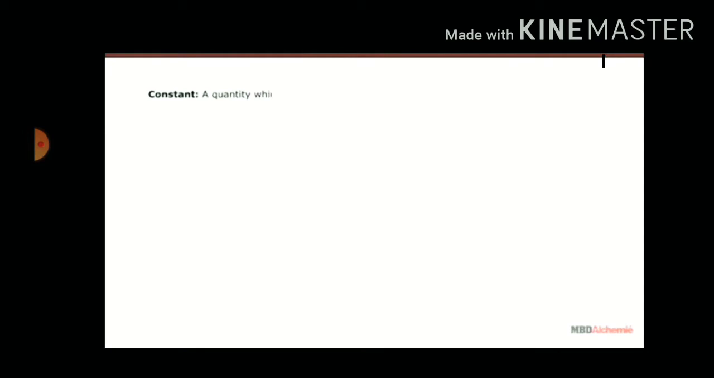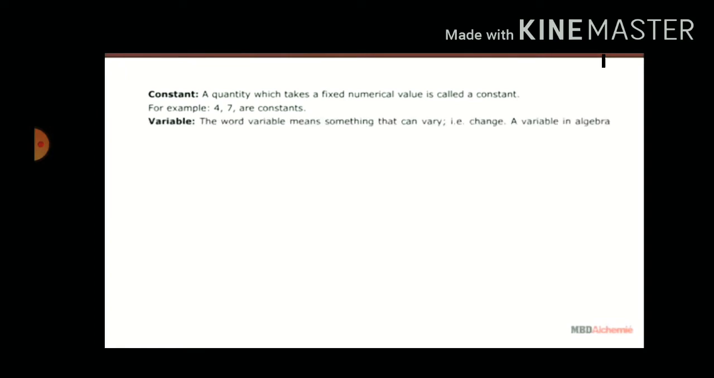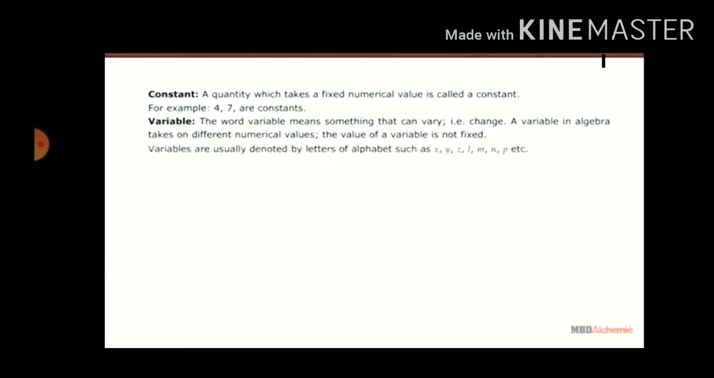Constant. A quantity which takes a fixed numerical value is called a constant. For example, 4, 7 are constants. Variable. The word variable means something that can vary, that is, change. A variable in algebra takes on different numerical values. The value of a variable is not fixed. Variables are usually denoted by letters of the alphabet such as x, y, z, l, m, n, p, etc.